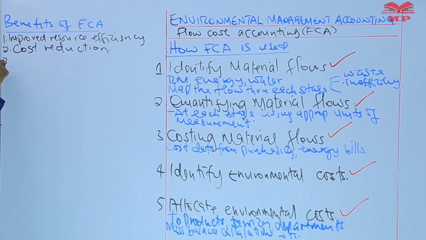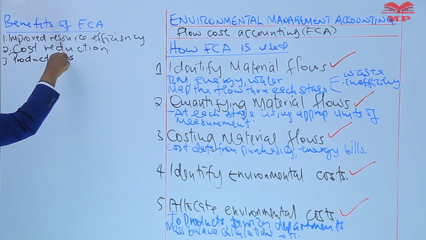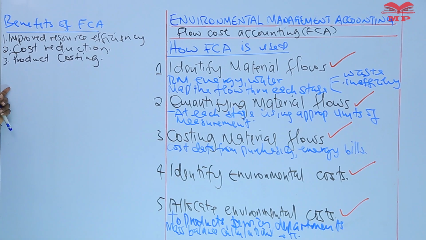Product costing, number 3. Product costing. The method provides a more accurate and complete picture of product costs by incorporating environmental costs into the costing process.